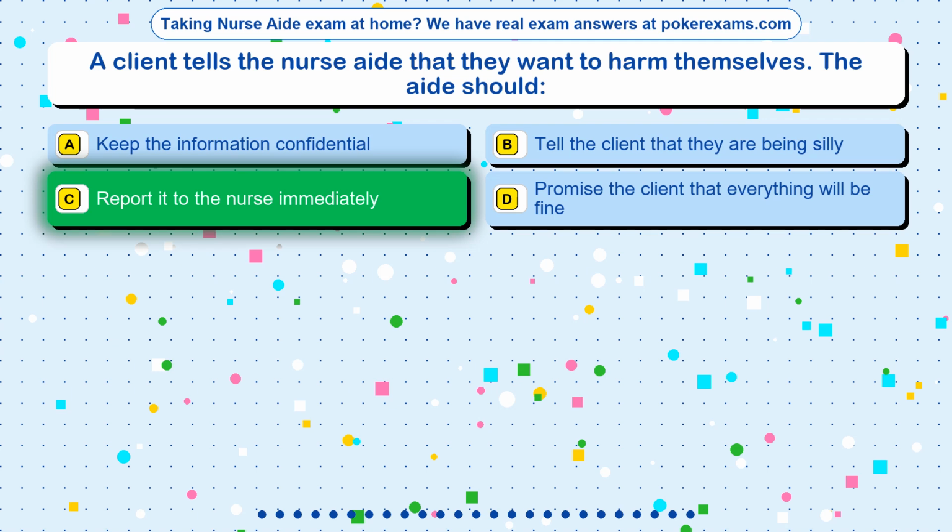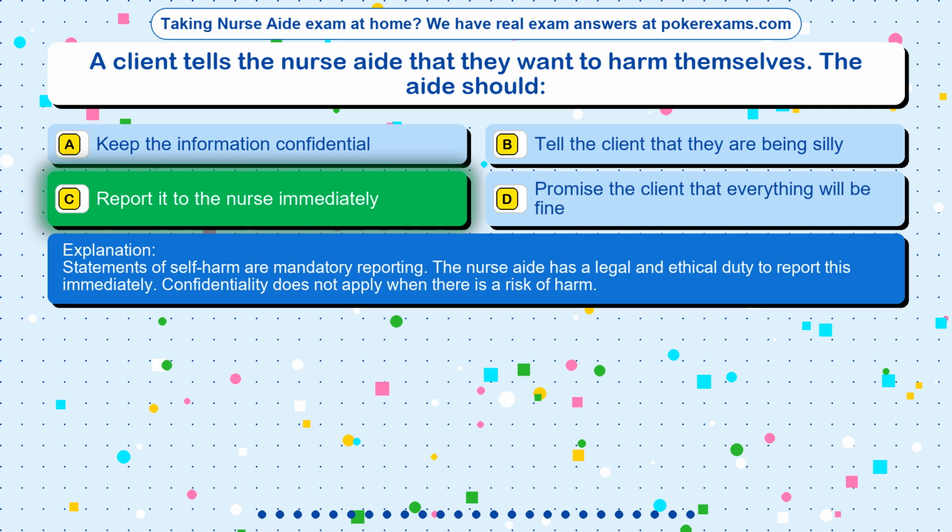The correct answer is option C. Report it to the nurse immediately. Statements of self-harm are mandatory reporting. The nurse aide has a legal and ethical duty to report this immediately. Confidentiality does not apply when there is a risk of harm.